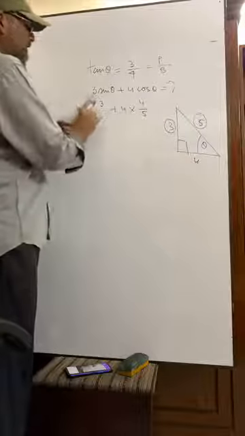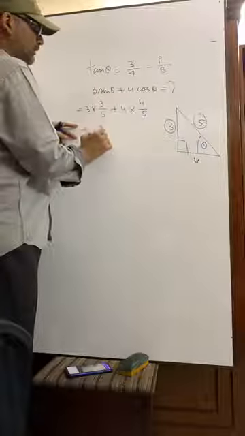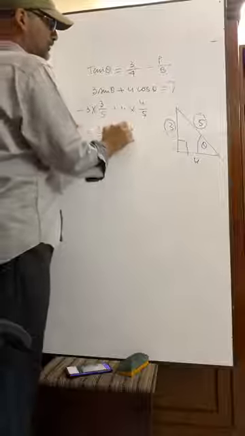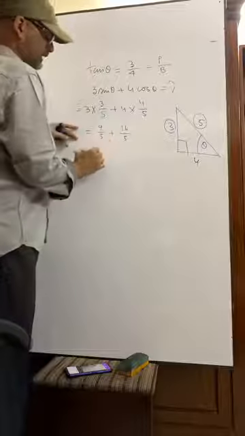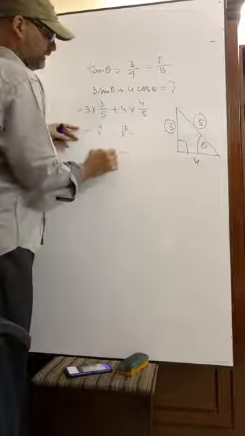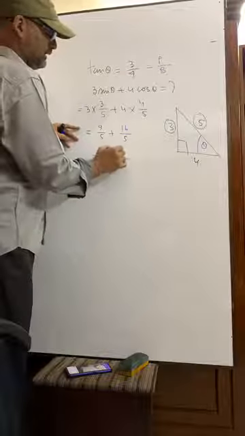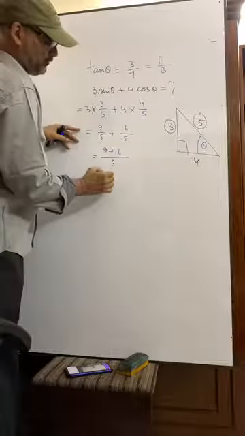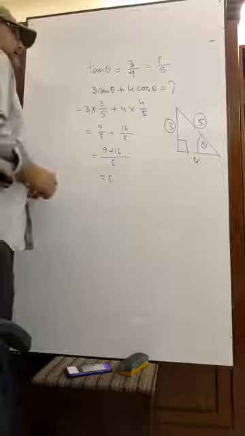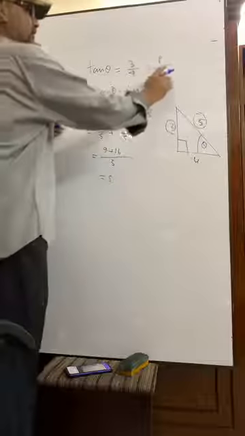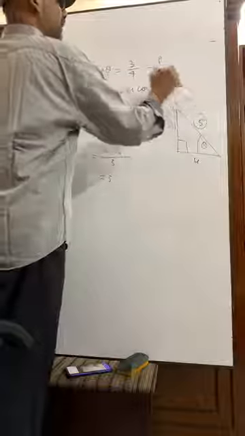So we are getting 3 into 3 is 9, 9 by 5 plus 16 by 5. That means 5 is the LCM here. 9 plus 16 is 25, by 5. So we have got the answer as 25 by 5. So our answer is 5.